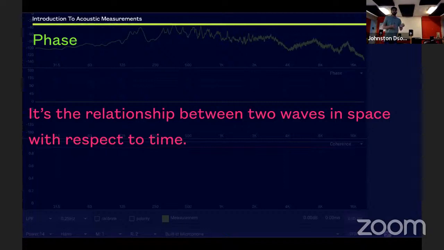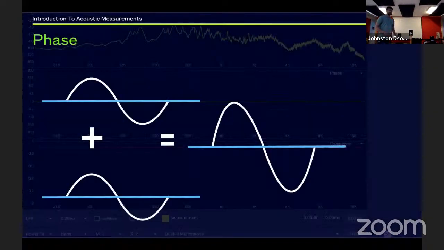Basically, the relationship between two waves with respect to time. Do you all understand the definition? Okay, anyway. So let's look at the simple thing you might have learned in class. You take two signals of the same amplitude and the same frequency, and then you sum them together. You would get an increase in amplitude, right?